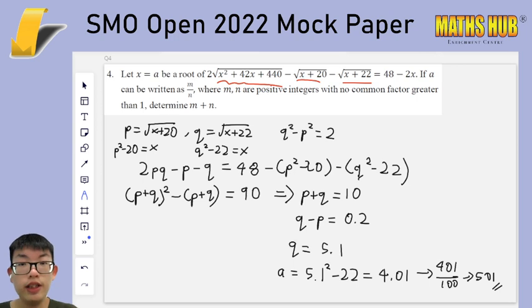Of course, it would be not much difference if you just solve the equation as root x plus 20 plus root x plus 22 equals 10, and square both sides and solve it like a normal equation. That would have worked perfectly fine too, as long as you didn't try to square it at the very start. That would not have gone very well.